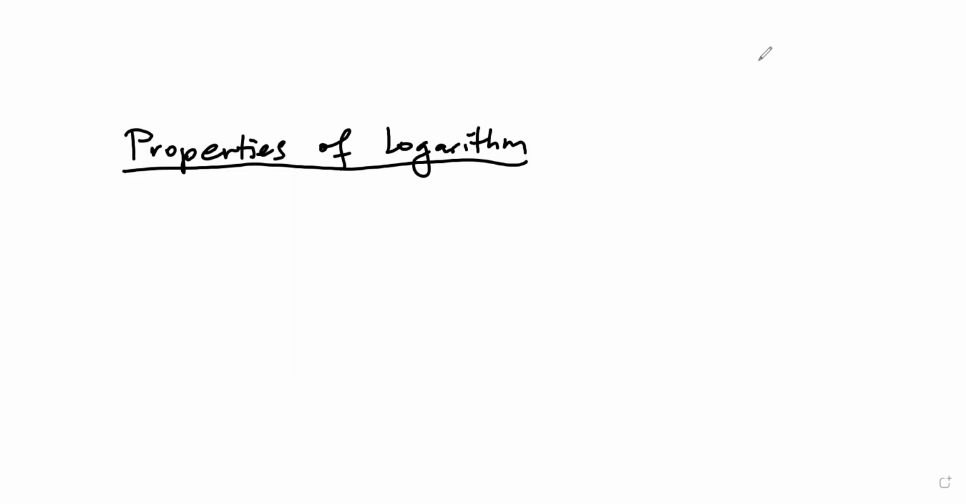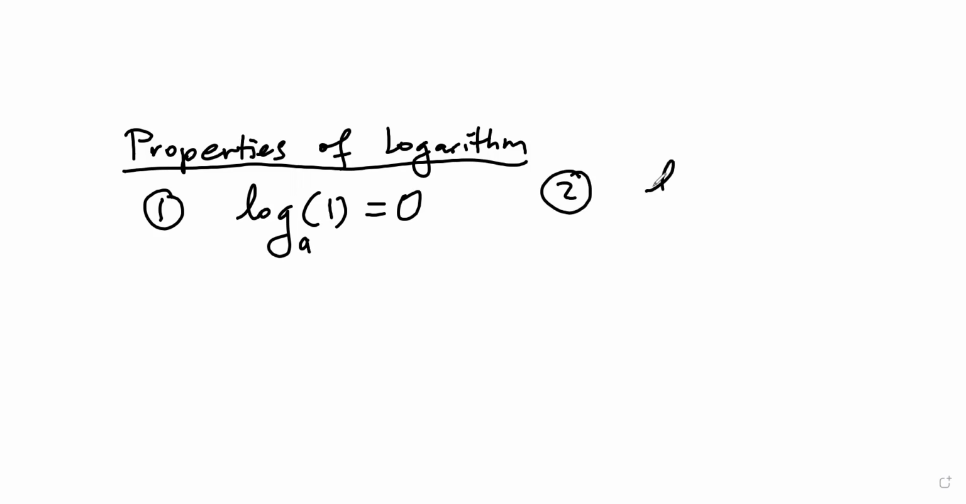Okay, so I'm going to continue talking about properties of logarithms. Our first property was that a logarithm with any base and input 1 will always equal 0. Property 2 was that a logarithm with the base being the same as the input will always give us 1. I think we talked about these two already. So number 3.